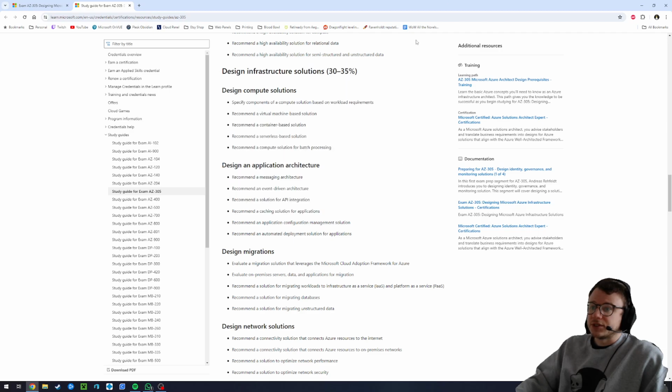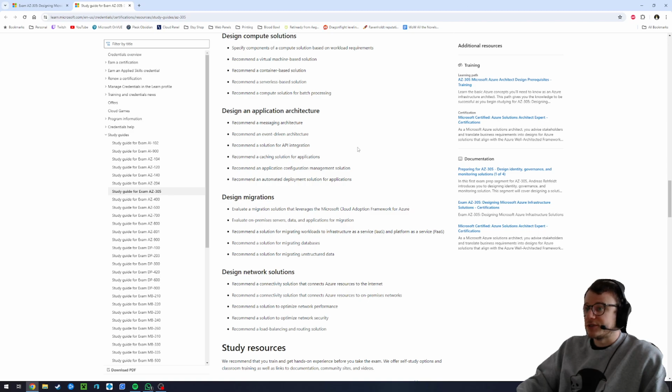Compute and application, that's fine. There's a lot of differences between queue storage and the messaging stuff, which I don't really deal with on a day-to-day basis, so I struggled on those, and the API integrations as well. It's not really part of my role.